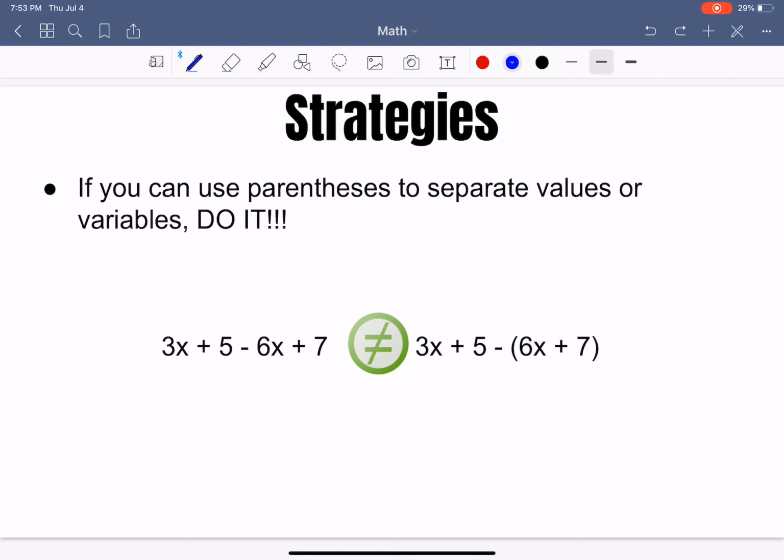In this one, you have to distribute the negative to both of them, and then you end up with a -7. Here you only have a -6 and you have a +7. That gives you very different results. So if you can, use parentheses so you don't miss any signs that you might need to distribute. You don't forget that you might be adding, or multiplying, or dividing. Don't be afraid to use parentheses as much as you can.